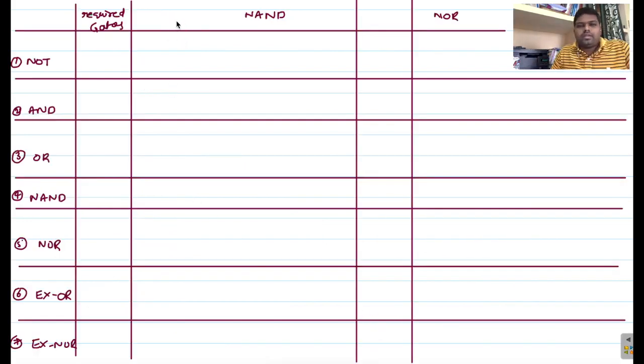Okay, next, realization of NAND and NOR gates. So first one is NOT gate. Already I told you NAND and NOR gates are universal gates. With the help of these gates we can construct any digital circuit. So digital circuit will depend on basic gates, extra gates and universal gates. If you take any digital circuit, that will depend on logic gates only.